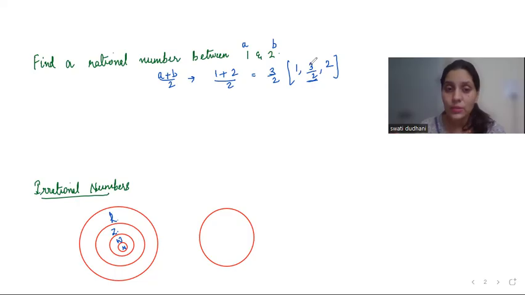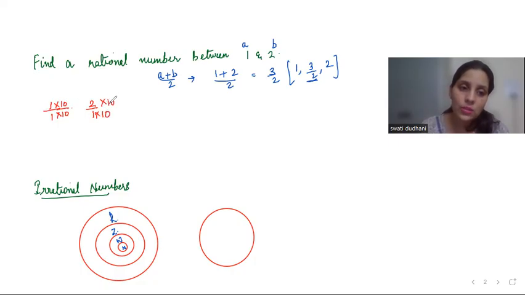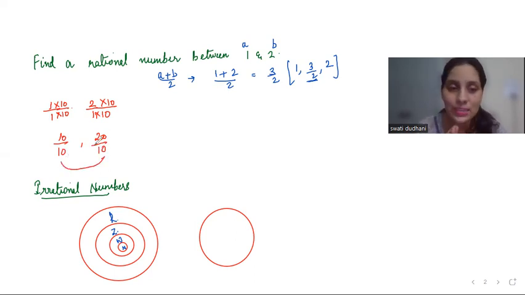So there's another method wherein you need to make the denominators same. Since here I do not have denominators, I can write it as 1. Now the denominators can be made same by anything. I can make the denominators 10, 20, 5, 8, any number. So let me take it as 10. If I want 10 as my denominator, I need to multiply both. So now my numbers are 10 by 10 and 20 by 10. I've made both my denominators same.